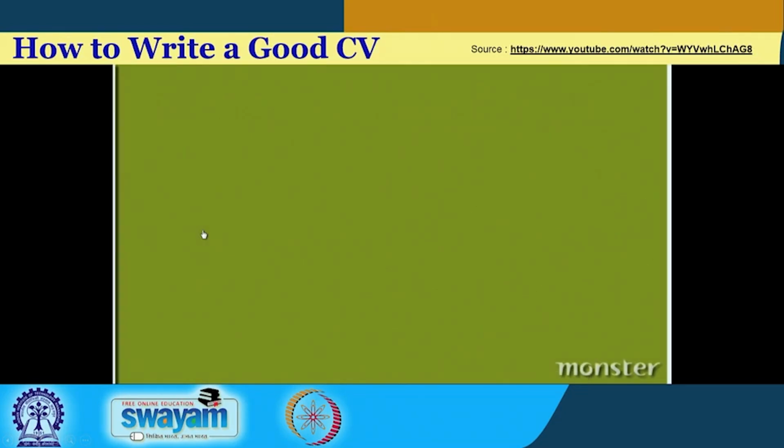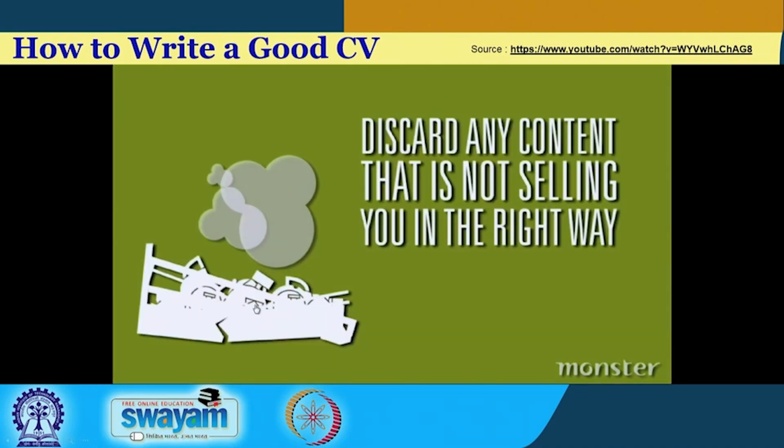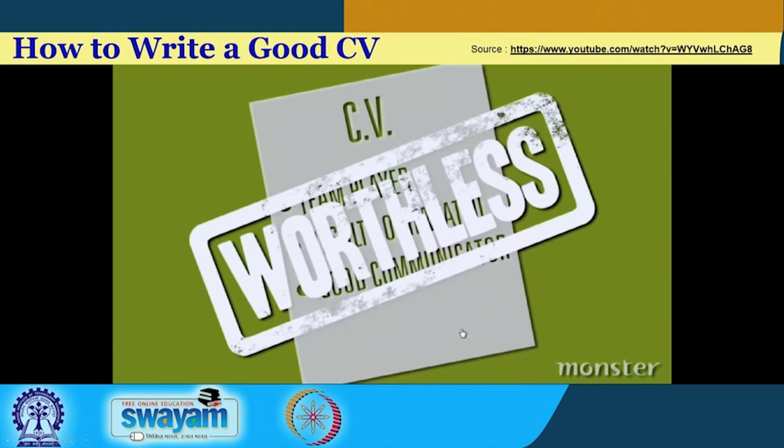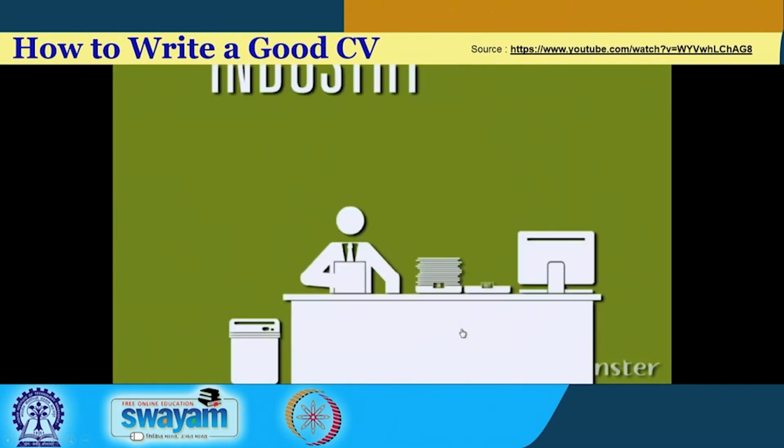Be careful not to give valuable space to insignificant achievements. As you refine your CV, discard any content that is not selling you in the right way. From management talk to obscure abbreviation, the world of business is packed full of cliches, and most of us hate them. Phrases such as team player, results orientated, and good communicator are worthless without evidence. Be very careful of using abbreviations, especially if you're changing industry. The first person who evaluates your CV is usually somebody in the HR team who may not be an expert in your field.